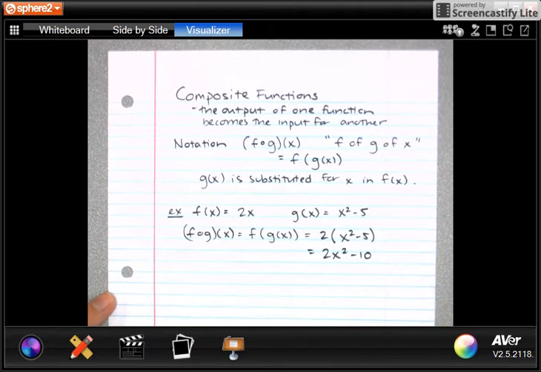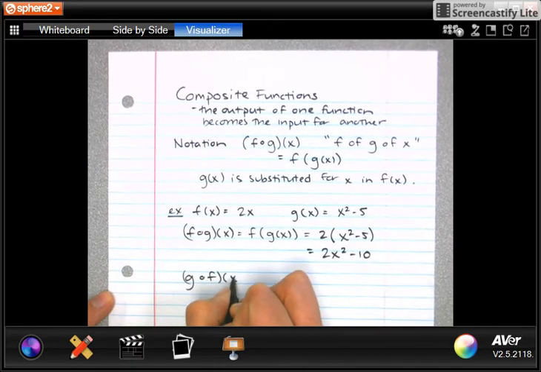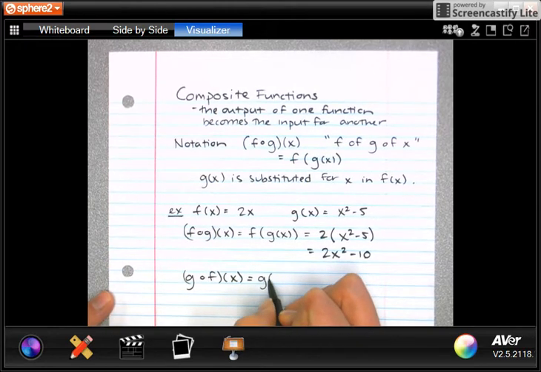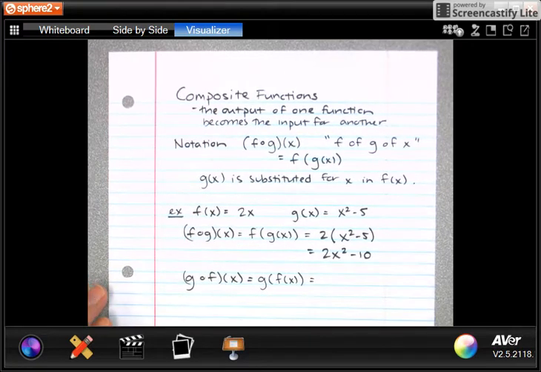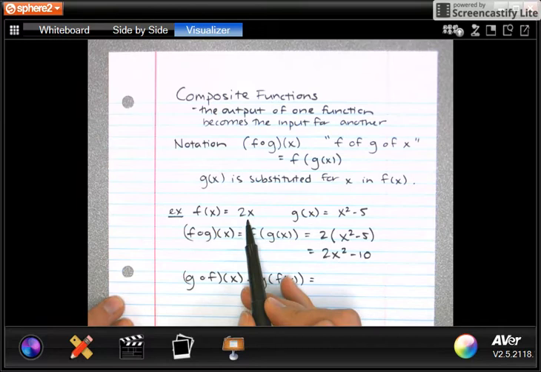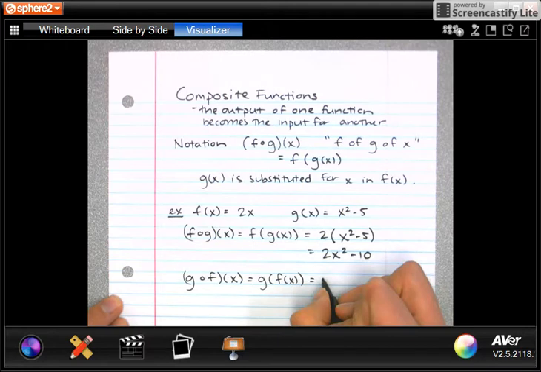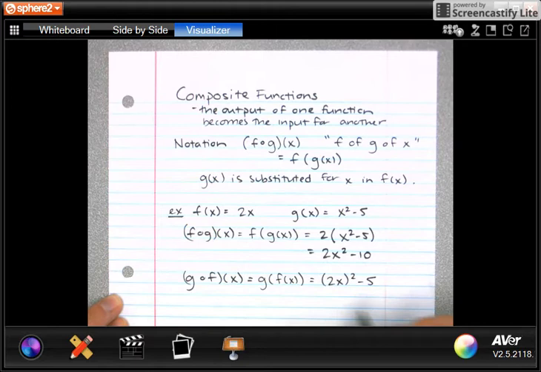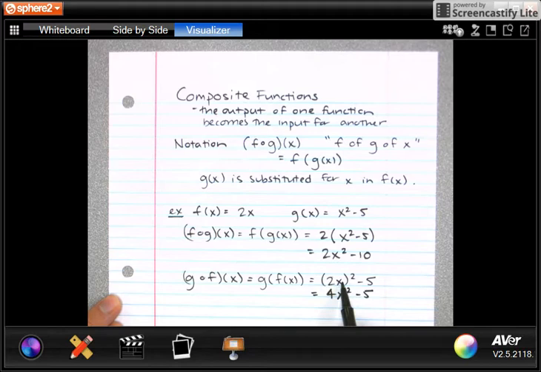They could also ask the question to find G of F of X. Now just pay attention to the order there. What that means is that now we're going to be putting F of X into the G of X function. So we're going to take 2X and put it in for X in the second function. So what that becomes is 2X squared minus 5, which when you simplify becomes 4X squared minus 5, because when it's written in parentheses like that, both the 2 and the X get the exponent.